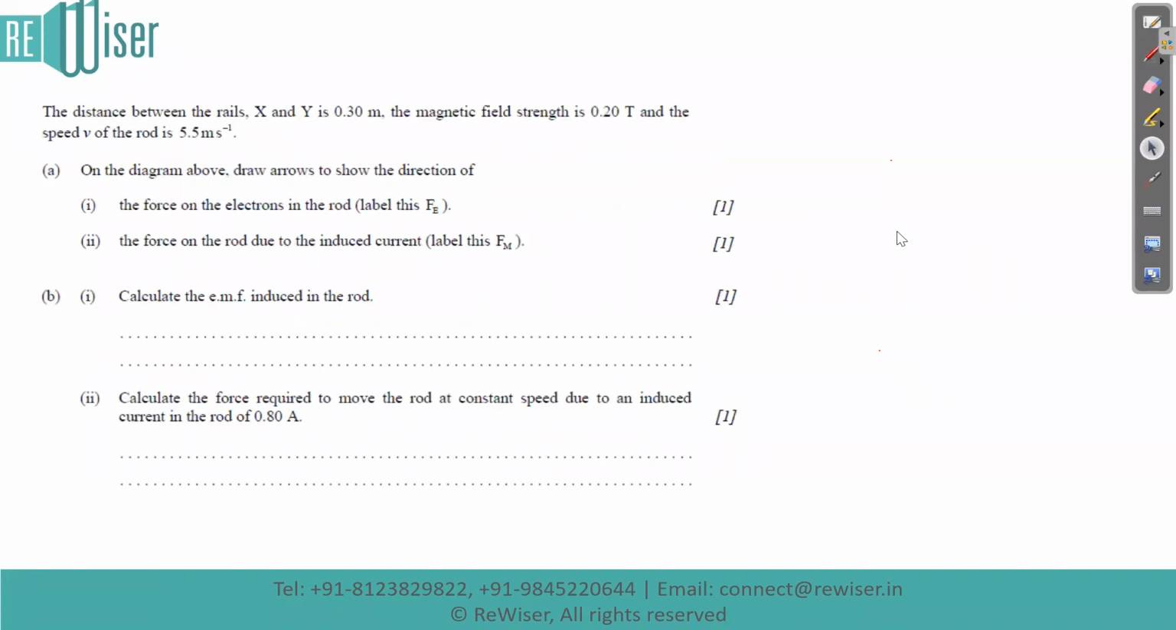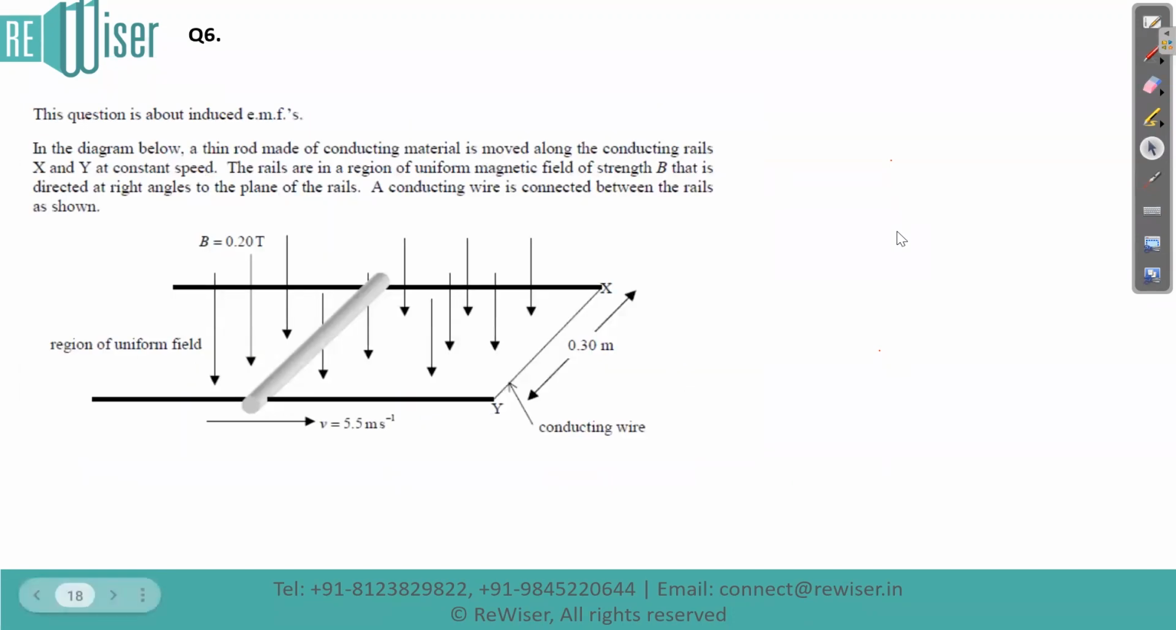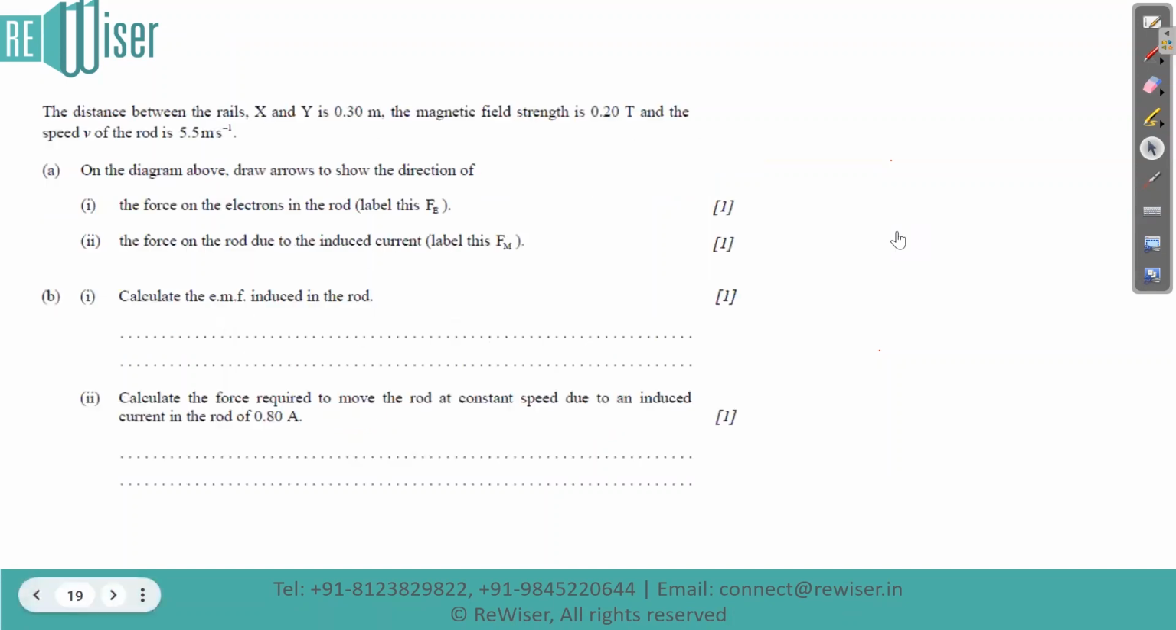Now, the distance between X and Y is 0.30 meter. X and Y is basically the length of the rod, 0.30 meters from here to here inside the rail. The magnetic field strength is 0.2 Tesla and it is going down, as we have seen previously. The speed of the rod is 5.5 meters per second. On the diagram above, draw arrows to show the direction of the force on the electrons in the rod.